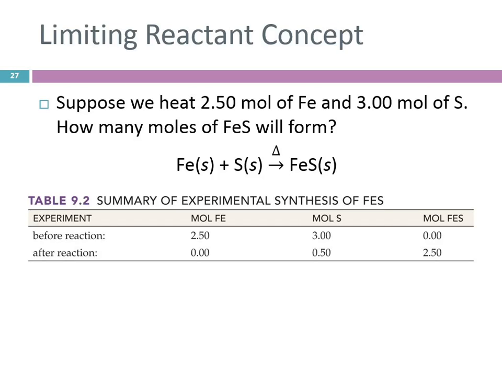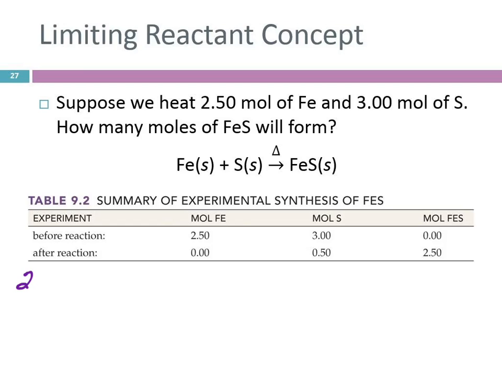Okay, so we can do things like this. Suppose we heat 2.5 moles of iron and 3 moles of sulfur. How much product will form? Well, before the reaction, we've got 2.5 moles of iron and 3 moles of sulfur, and we've got none of the product. That should not be a capital E. And that should not be a capital E. Okay, I'll get over it.